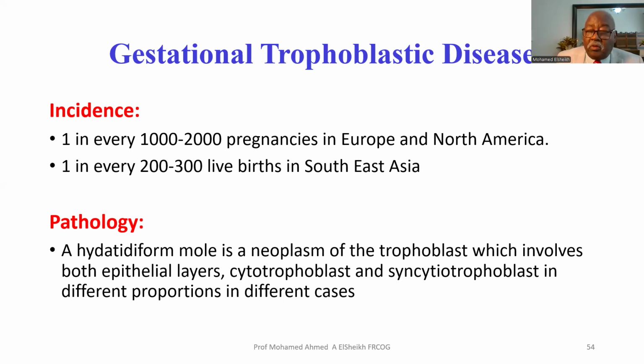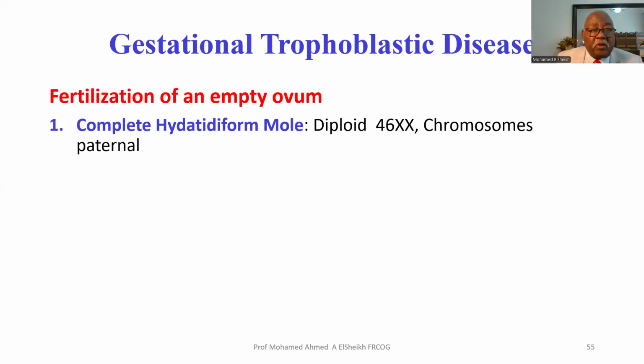Pathologically, it is a neoplasm of the trophoblast, which involves both epithelial layers, cytotrophoblast and syncytial trophoblast, in different proportions in different cases. It contains all different proportions, and we will see what that means and what it entails.